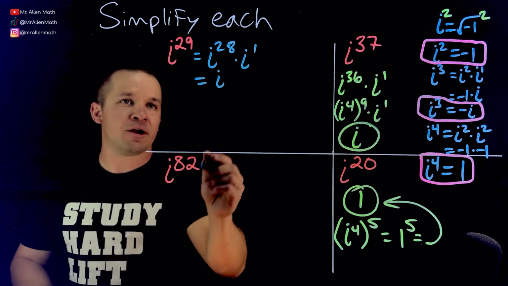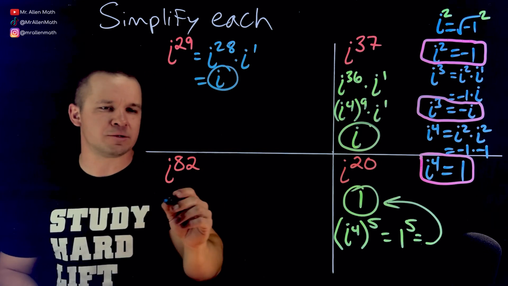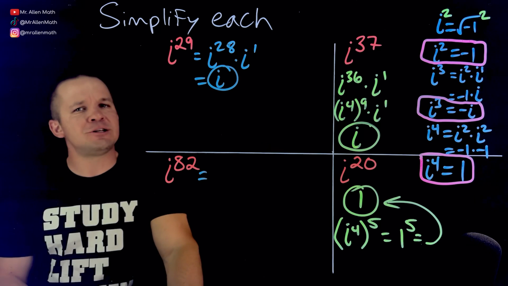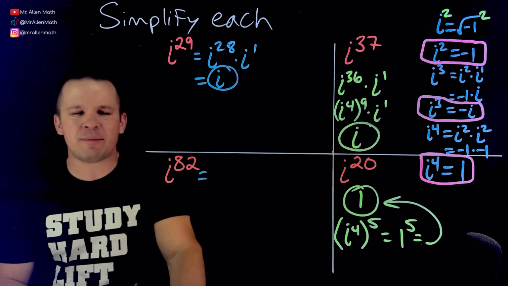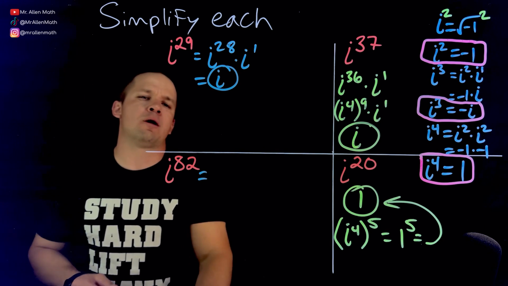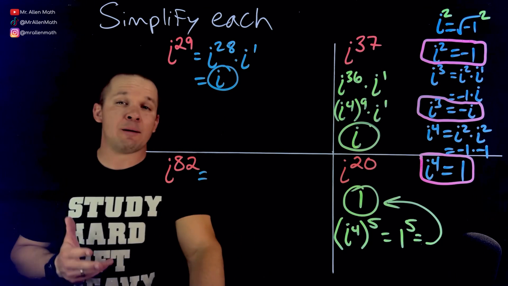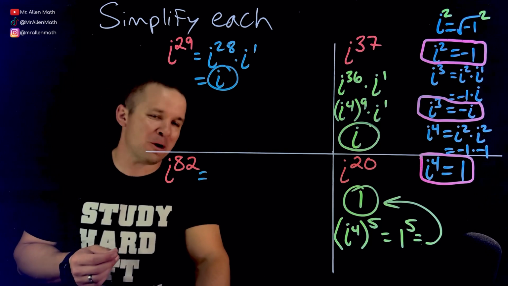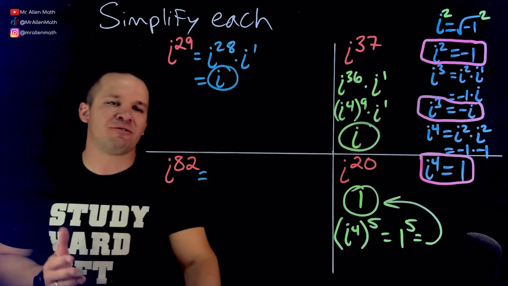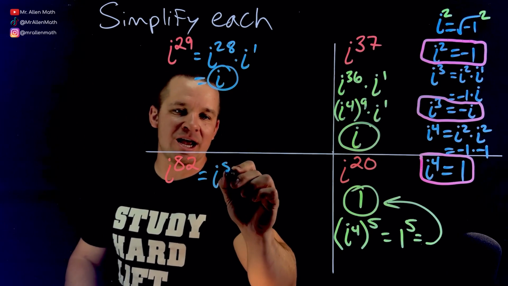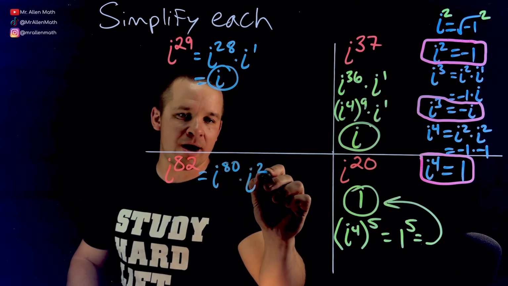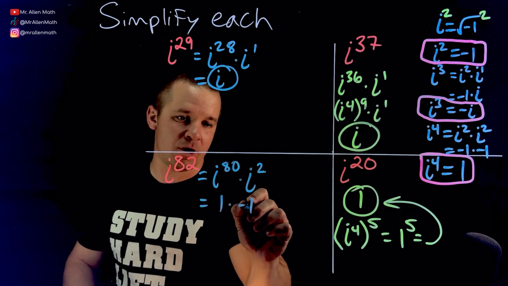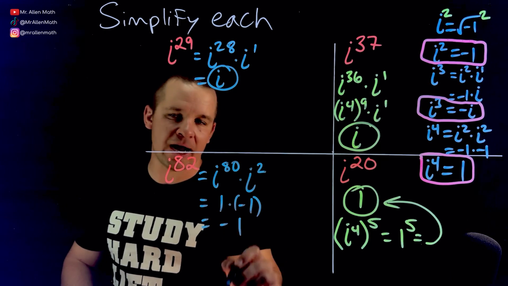All right? And then our last one here, I might do a bonus one actually. i to the 82nd. What is closest to 82 and divisible by 4, I'm having a tough time saying that, divisible by 4 without going over 82? I believe that'd be 80, right? Because 8 is divisible by 4, so 80's got to be divisible by 4. So this is i to the 80th times i squared. Well, i squared is just negative 1. This is just 1 times negative 1. So negative 1 is my answer.